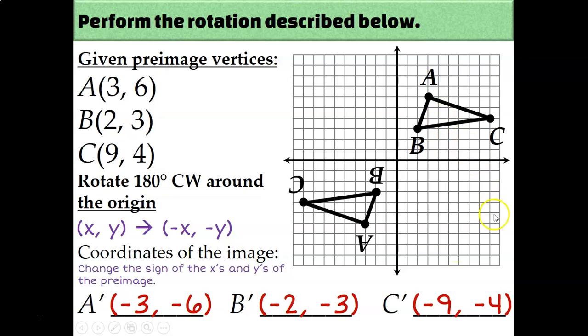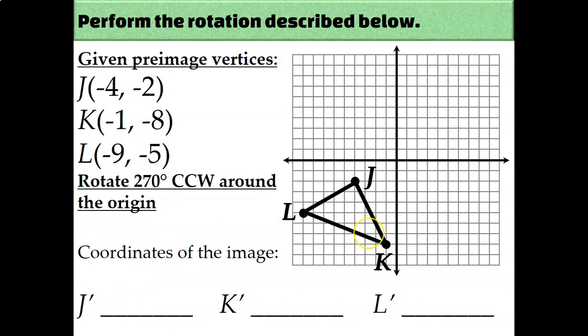So I went from quadrant 1 to quadrant 3. Let's try another one. This time we're asked to rotate 270 degrees counterclockwise. Well, counterclockwise is this way, the opposite of the way the clock goes, and 270 is 3 sets of 90. So I'll go 3 quadrants away counterclockwise.